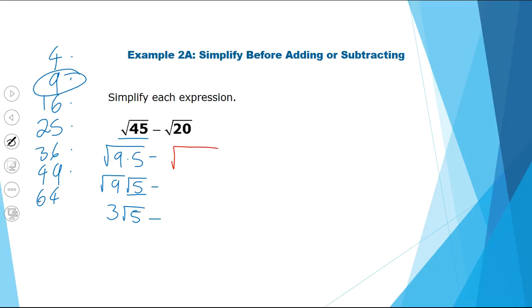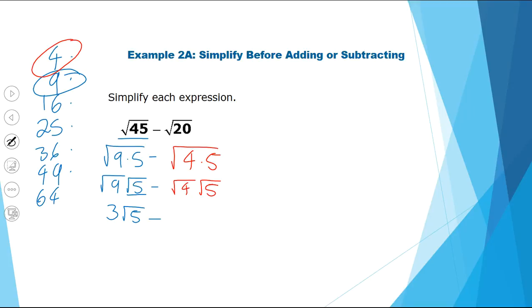Alright, square root of 20. 20 is divisible by 4. I believe that's the biggest perfect square that you can divide it by. 4 times what? 4 times 5 makes 20. Alright, same thing. We'll separate these two out. Square root of 4 and then square root of 5. We can do them separately.